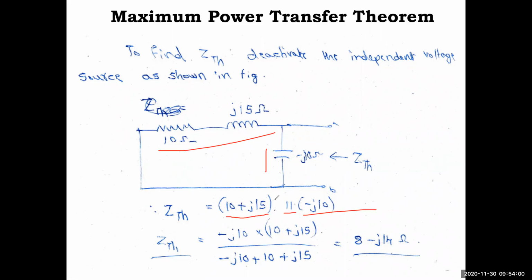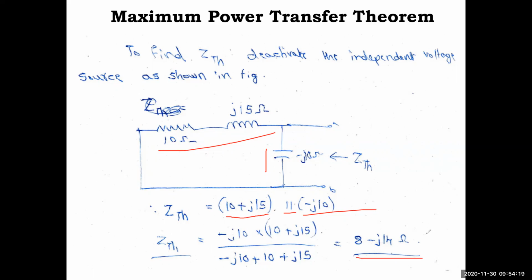We can say R1 R2 over R1 plus R2 because all are in the J form, all in ohms, not in Henry or Farad form. That's why it is impedance. So minus J10 into 10 plus J15, divided by minus J10 plus 10 plus J15. When you do this calculation in the calculator, it will come to 8 minus J4.